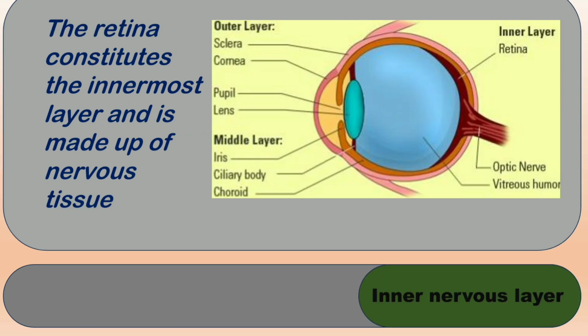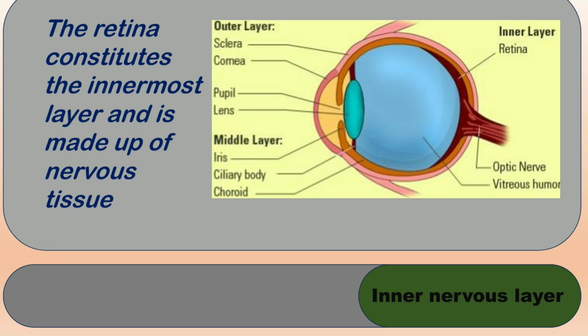3. Inner nervous layer, retina. The retina is the most important part of the eye, as it contains photoreceptor cells that detect light and send visual information to the brain. It consists of rods. These are sensitive to low light, night vision, and detect black, white, and shades of gray. Cones. These detect color and bright light and are responsible for sharp vision.